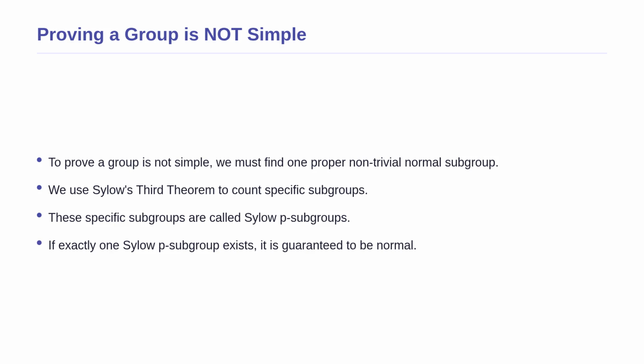This brings us to the opposite question. How do we prove a group is not simple? To do this, we only need to find a single proper non-trivial normal subgroup. We achieve this using Sylow's third theorem, which helps us count specific subgroups called Sylow p-subgroups. A fundamental rule states that if a group contains exactly one unique Sylow p-subgroup for a specific prime, that subgroup is mathematically guaranteed to be a normal subgroup, which shatters the simplicity of the main group.